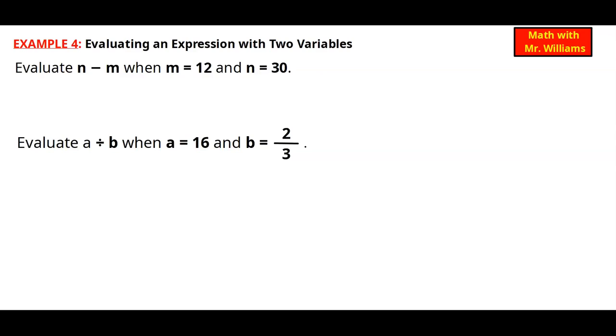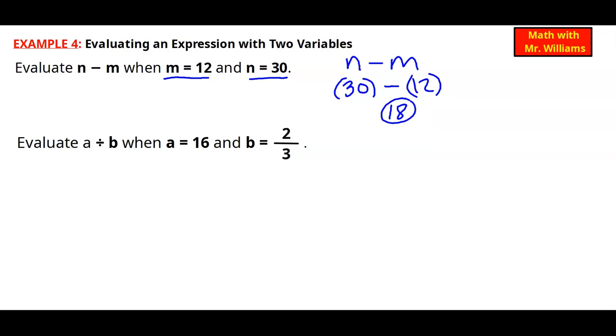Math of Mr. Williams, example 4, evaluating an expression with 2 variables. All right, so here we have evaluate n minus m when m equals 12 and n equals 30. So let's go ahead and write down our expression, n minus m. Now we're going to substitute. So I see the n is first, so we have n equals 30. So I'm going to write down my 30 in parentheses, minus, we have m, which is 12. So I'm going to put 12 in parentheses. All right, so we're looking for the difference between 30 and 12. So if we subtract 30 minus 12, we arrive at the difference of 18 for our answer.